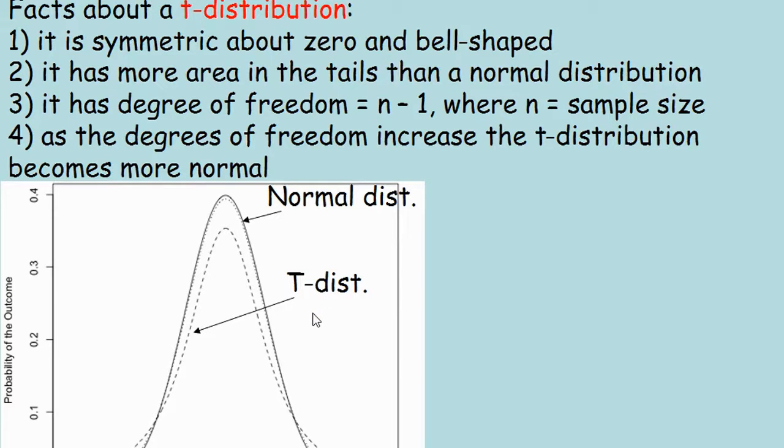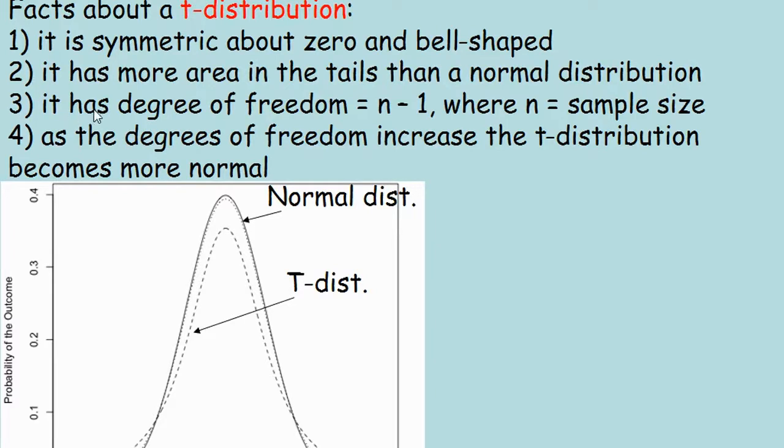Obviously, it looks almost the same as a normal, except for if you notice in the tails here, like the lower tail and the upper tail, the dashed line is wider in the tails. So that's what it means that it has more area in the tails than the normal distribution. You need to know those facts. There's concept questions about it on the AP exam. So here, the area for the t-distribution in the tail here is larger than the area for the normal distribution. So that's the second fact.